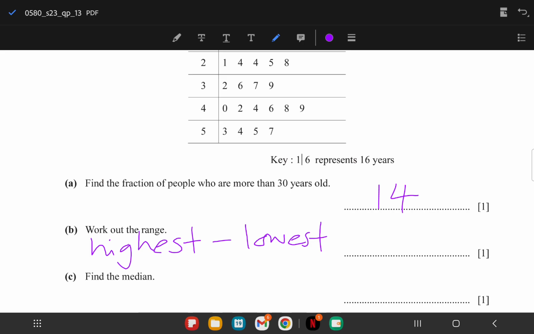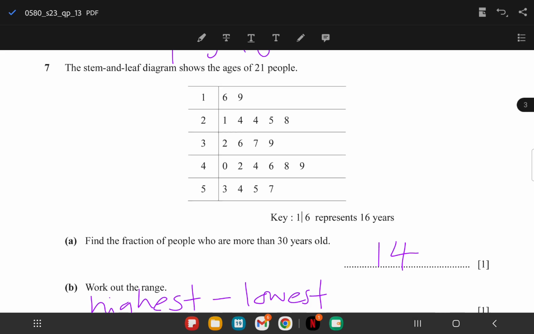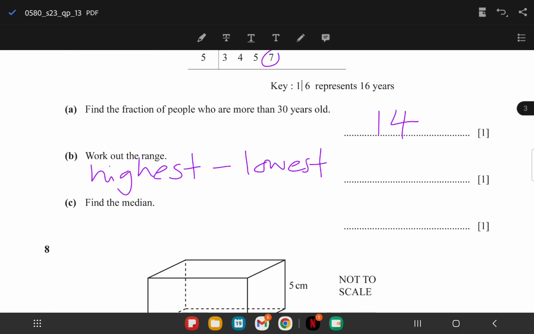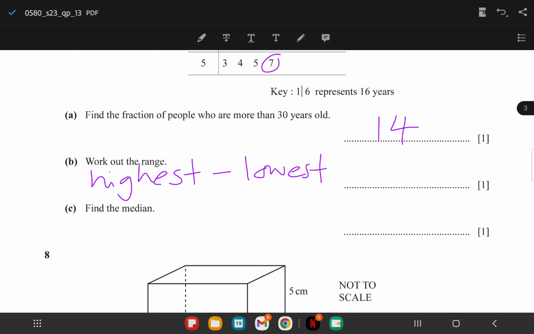Okay. And in this case, our highest is 57 and our lowest is 16. So we will have 57 minus 16. Just going to try and squeeze it in at the bottom there. 57 minus 16 to give us a range of 41. Okay. I think we're making good progress.